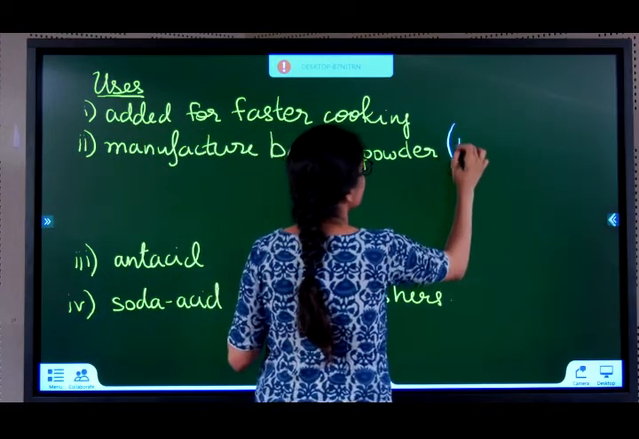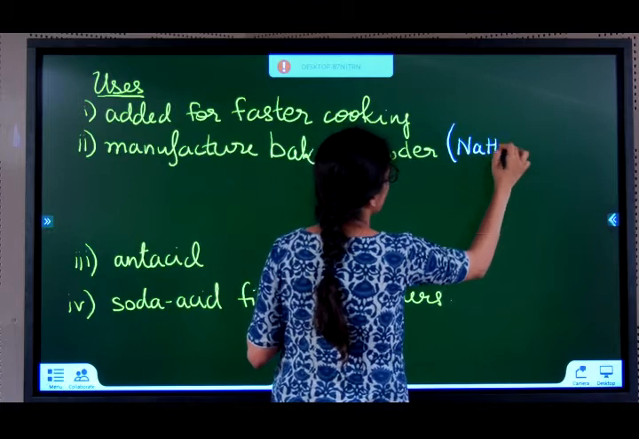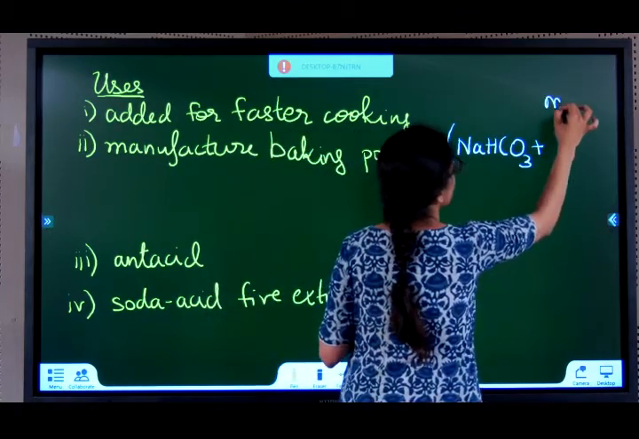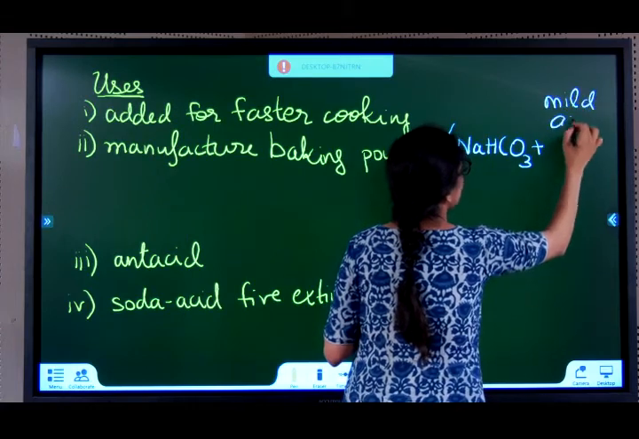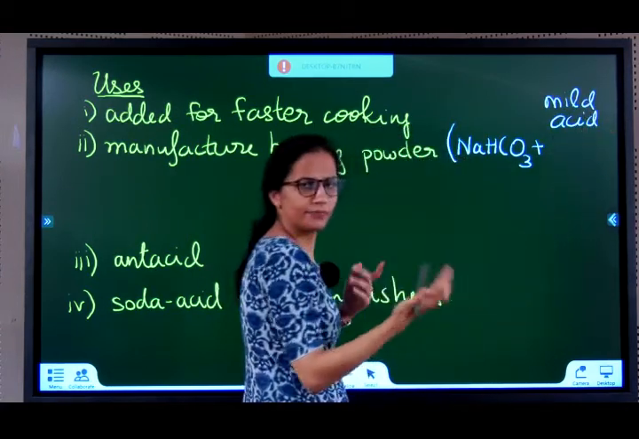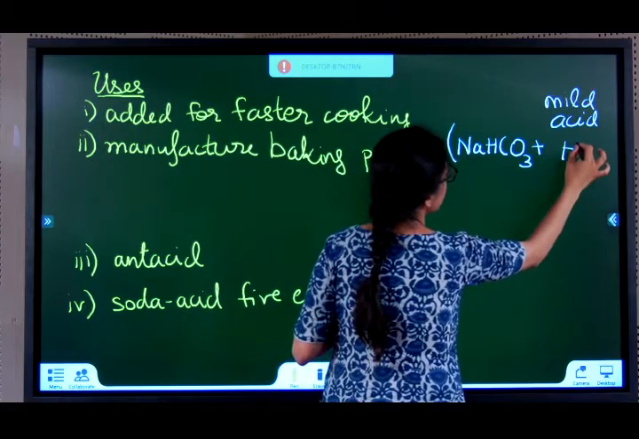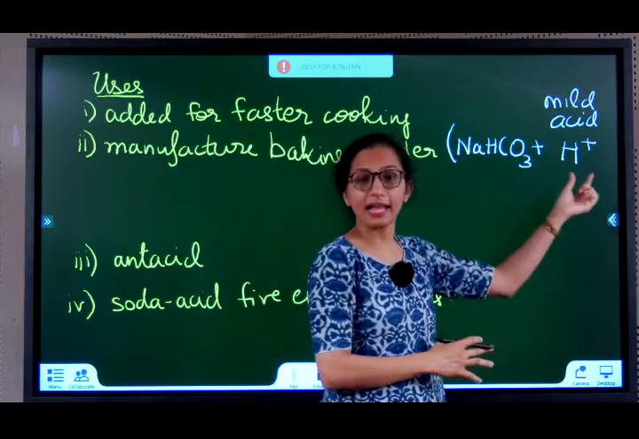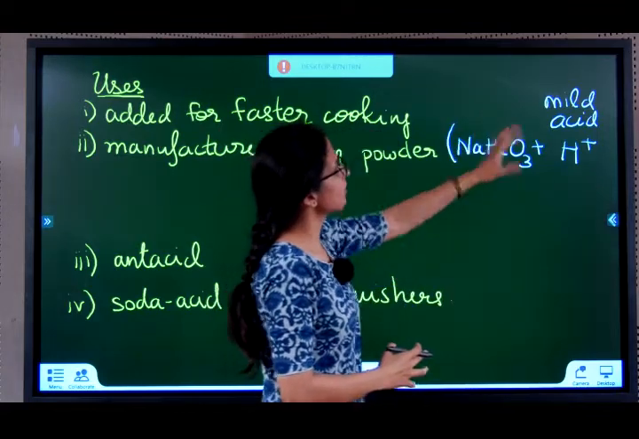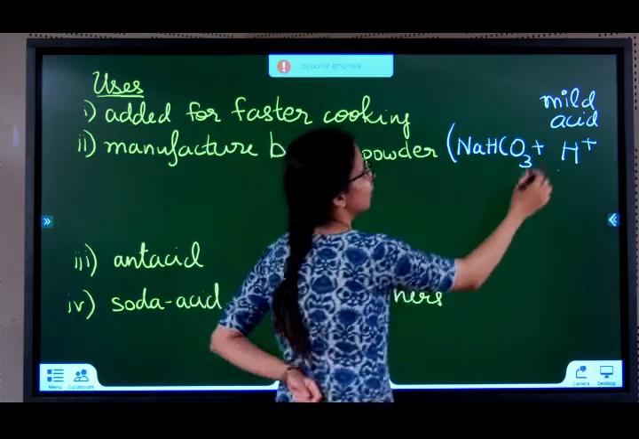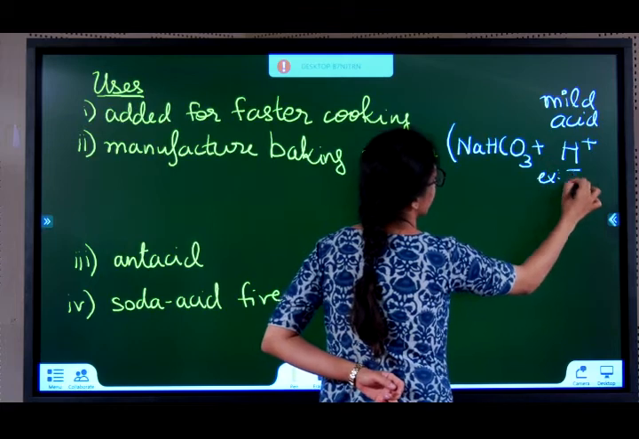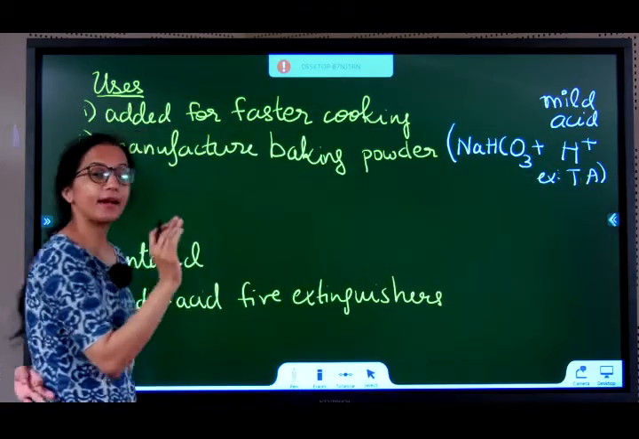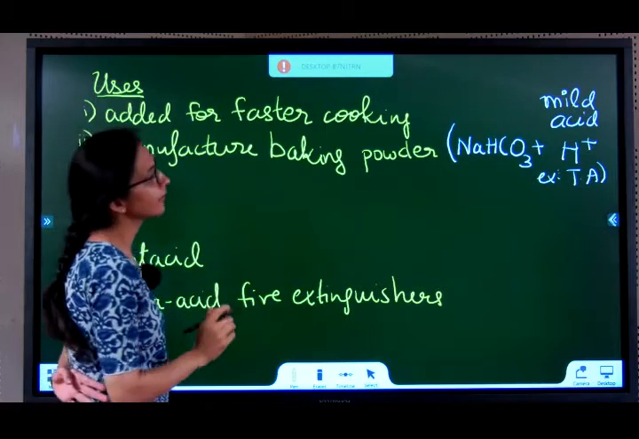Baking powder is a mixture of sodium hydrogen carbonate and a mild acid. So different mild acids, you can use any. So we will just represent it with H plus. H plus refers to an acid, right? So we use a mild acid. A good example of a mild acid is tartaric acid. Where do we find tartaric acid? Recapping, tartaric acid is found in tamarind and grapes.